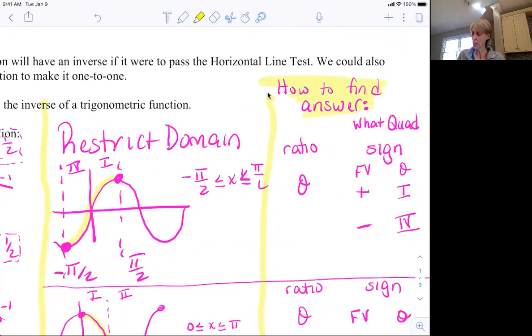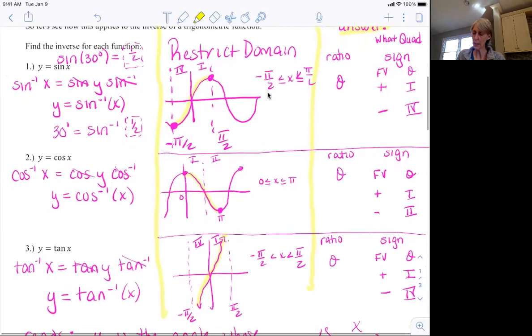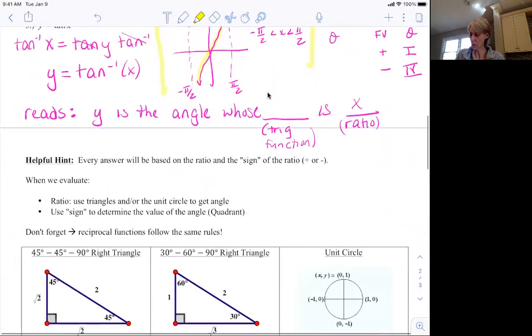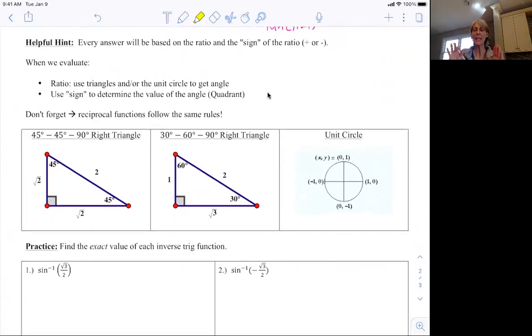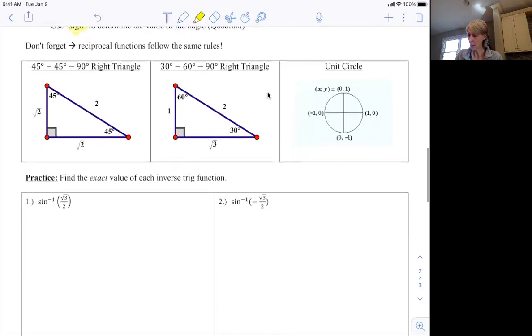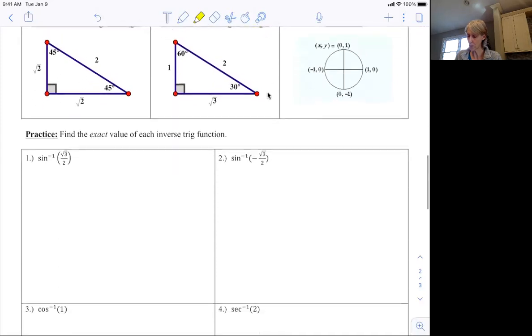So let's actually jump to our problems, and you're going to see that it's not as difficult as it looks. Just remember, every answer is going to be based on the ratio and the sign. The ratio, we're going to use our triangles and the unit circle if we need to. Some of you may prefer to get your values off the graphs if you have them memorized. Doesn't matter how you get them. And then use the sign to determine the value of that angle. Up here, I have all of the information for you.